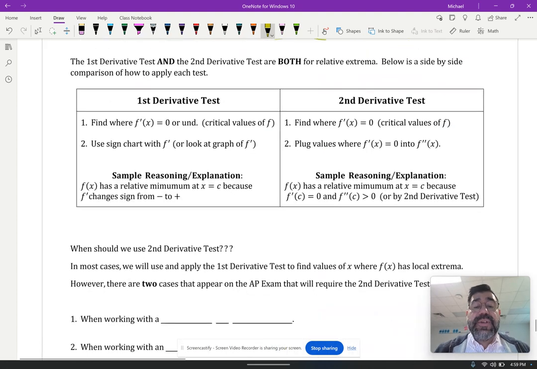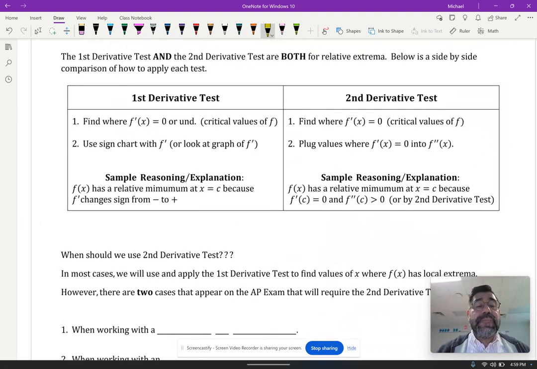So just to make sure we understand, side by side here, both the first and the second derivative test find relative extrema, find relative minimums and relative maximums, local minimums and local maximums. That's what they do. And as a matter of fact, the first step on both is to find where the first derivative is equal to 0 or undefined. Finding the critical values is the first step in both tests.